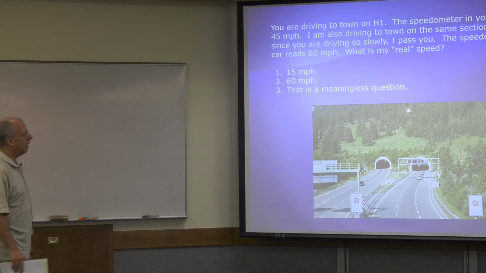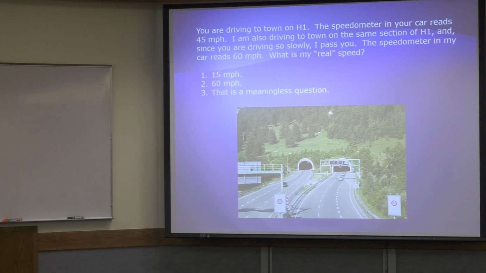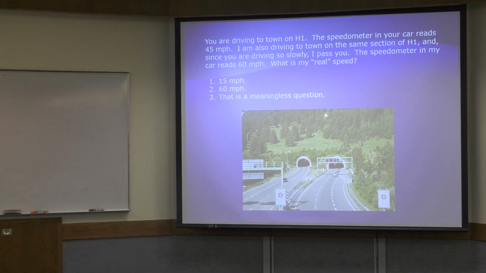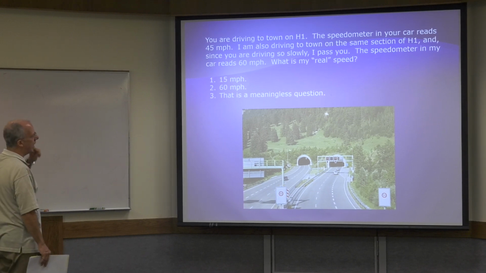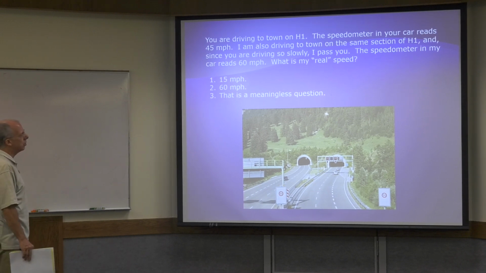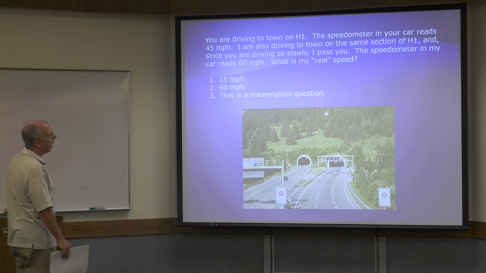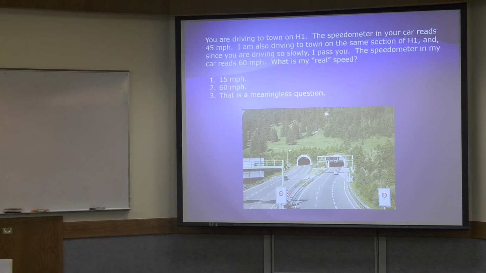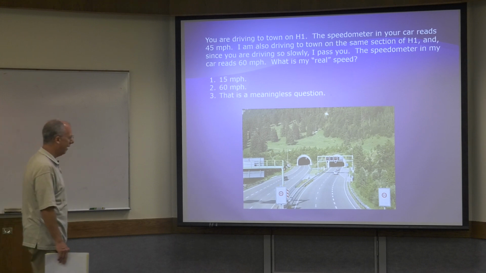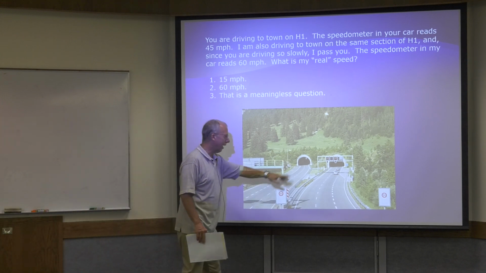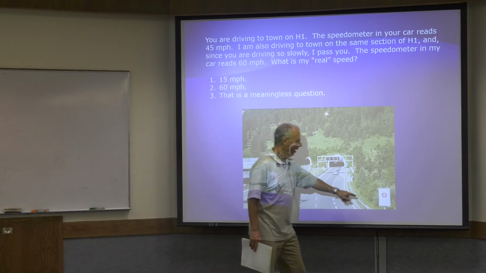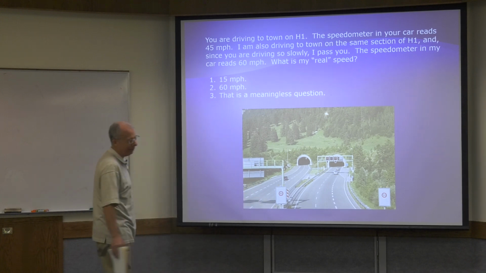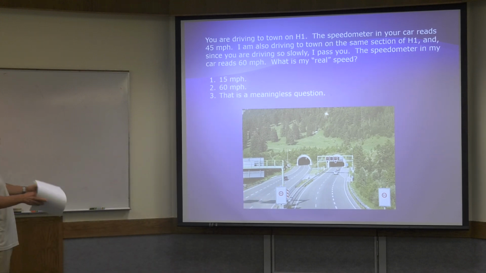Okay, you're driving to town on H1. The speedometer in your car reads 45 miles an hour. People like you drive me crazy. I am also driving to town on the same section of H1, and since you are driving so slowly, I pass you. The speedometer in my car reads 60 miles an hour. What is my real speed? If you look at this picture carefully, you realize it's really not H1, because this is kilometers per hour. But I couldn't find a picture of H1 on Google Images, so this is the best I could do. All right, what is my real speed? Pause your video and figure it out.